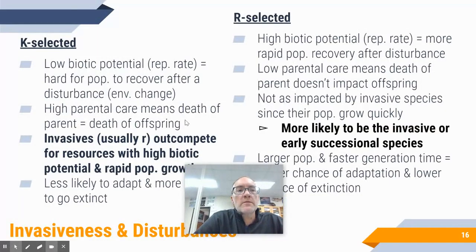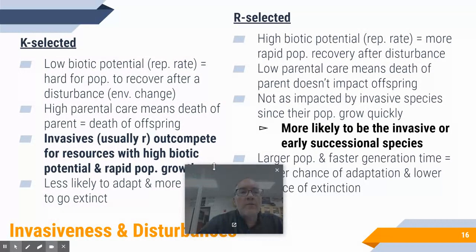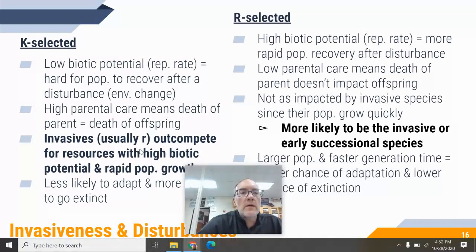Okay, K-selected. So again, we talked about low biotic potential, and very hard for them to deal with disturbances. High parental care often means that if there's a death of the parent, oftentimes there's a death of the offspring. Invasives can outcompete these K-selected species.